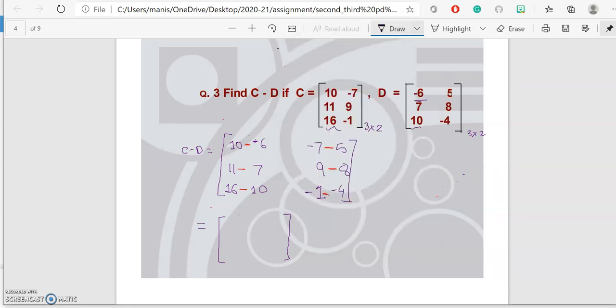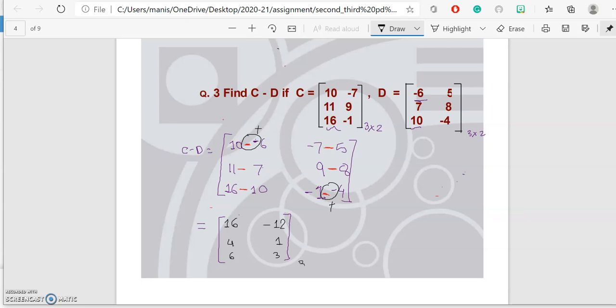That's for sure. Now at this place over here, this will change to a plus sign. 10 plus 6 will be 16. This will be negative 7, negative 5, with my negative 12. Use a calculator. 11 minus 7 is 4. This will give me 1. This will give me 16 minus 10 is 6. But this one over here, there are two negative signs that change to a plus sign. Negative 4 plus 1 will give me 3.